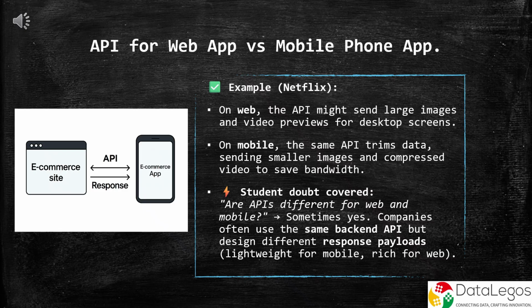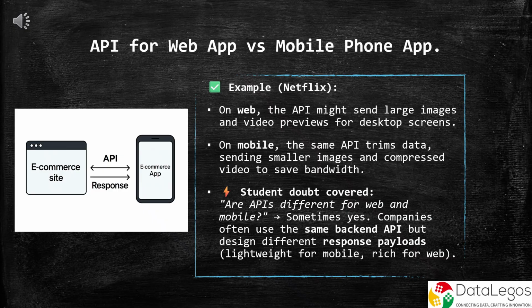A great example is Netflix. On a web browser, the API might send larger images and video previews. On a mobile device, the same API would likely send smaller, compressed data to conserve bandwidth. While the backend API is often the same, companies frequently design different response payloads, lightweight for mobile and richer for the web.